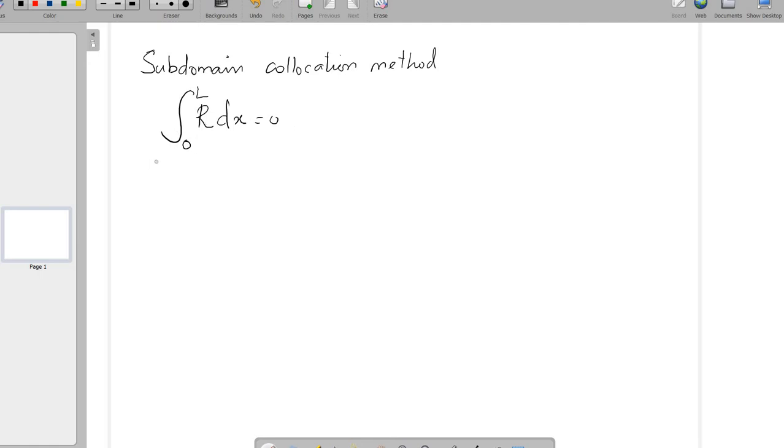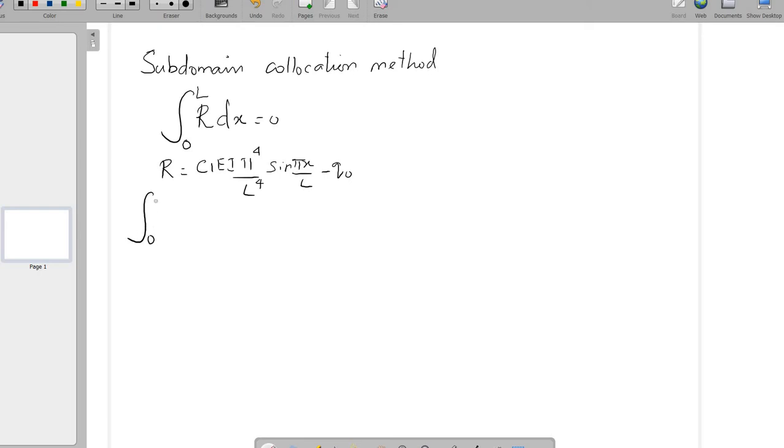So from the previous problem, we can directly take the residual function. Kindly recall the residual function: r is equal to C1 EI pi power 4 by L power 4 sin pi x by L minus the loading Q0. So this is the residual function. So we are going to integrate the residual function.